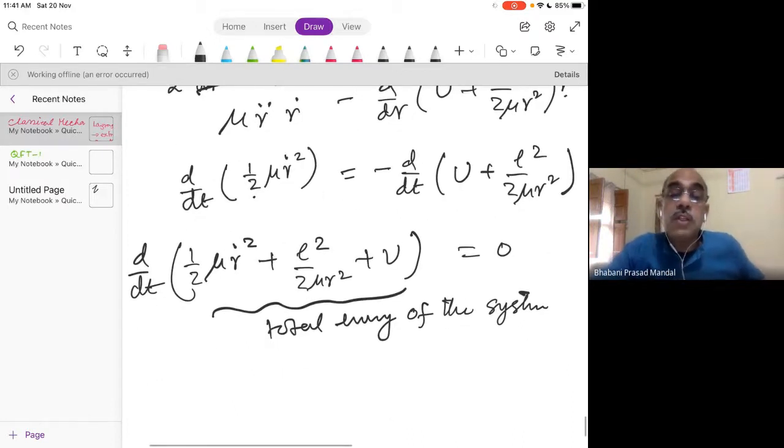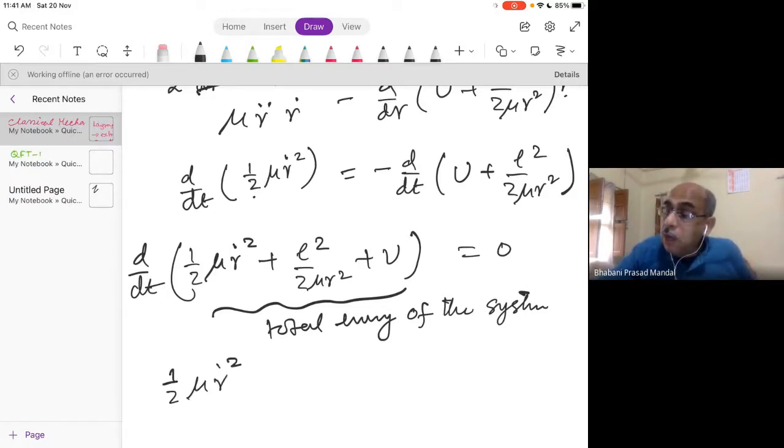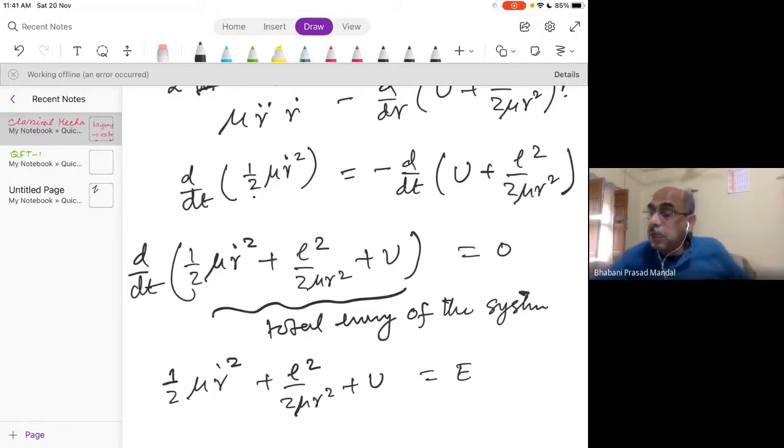This is the total energy of the system. So this total energy of the system is also conserved. So I can write that half mu r dot square plus L square over 2 mu r square plus U equals E. This is the total energy.